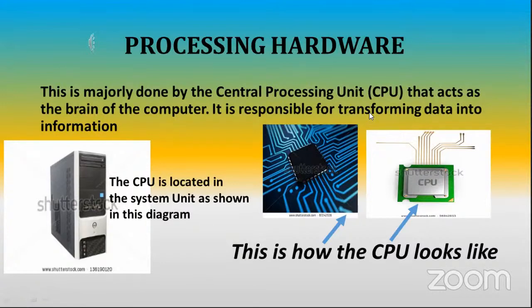Processing hardware. This is majorly done by the central processing unit, CPU, that acts as the brain of the computer. It is responsible for transforming data into information. The CPU is located in the system unit as shown in this diagram.